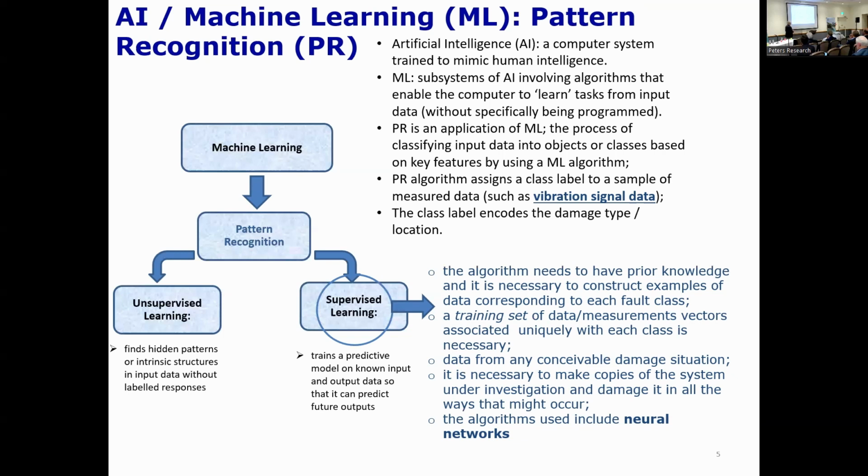All right, that's a simple diagram here. It shows this progress: machine learning, pattern recognition, and then there are two types again. One of the types is called unsupervised learning. That means it does not involve training.